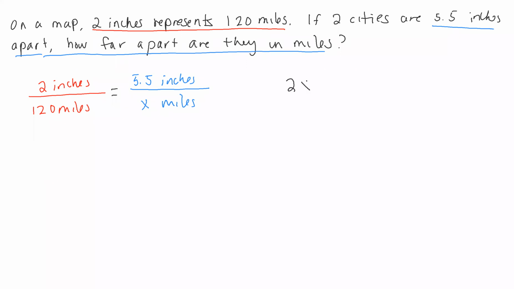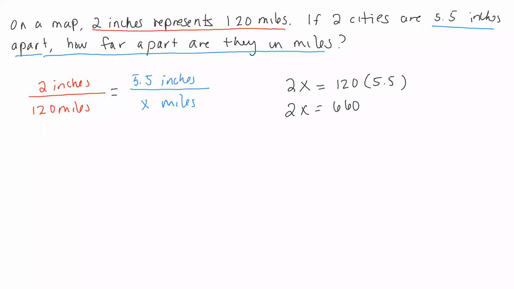So I get 2 times X equals 120 times 5.5. As long as you show your steps, I'm okay with using a calculator for some of the smaller calculations. So 120 times 5.5 is 660. Now at this point, we have an equation. We need to solve for X. That means get X by itself.